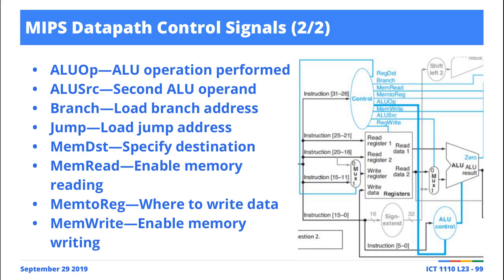And so certain control signals, like the branch control signal, determine which branch address you're going to be working with, right? When you're making reference to those branch operations we're talking about, BGT, I guess, even though it's a pseudo instruction. So things like jump, which jump address needs to be loaded.